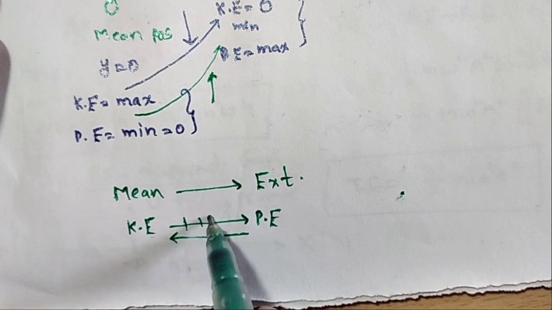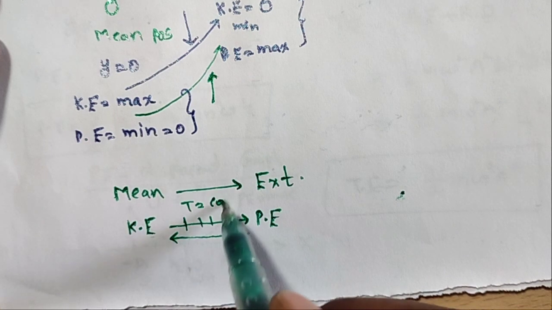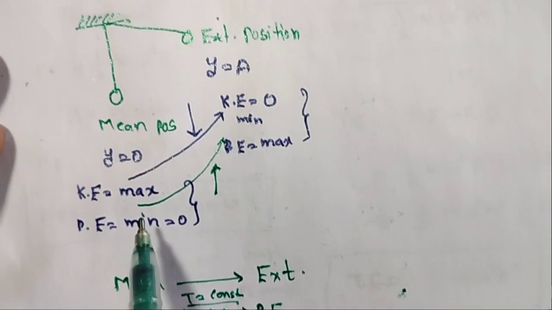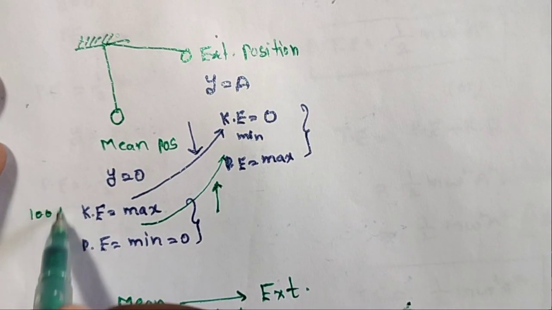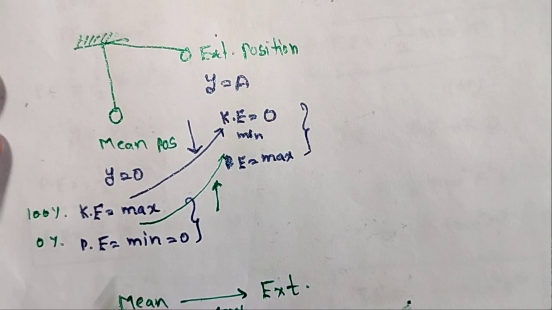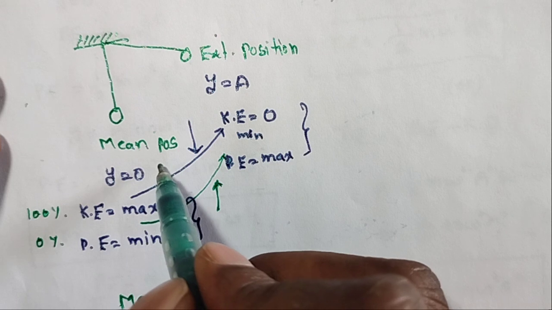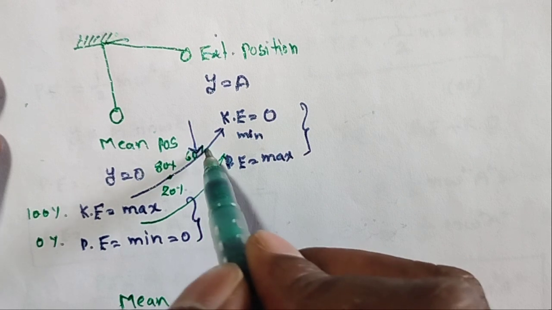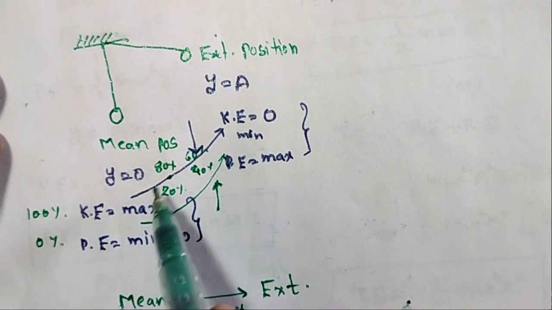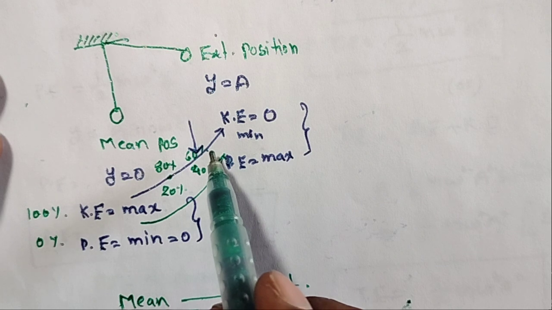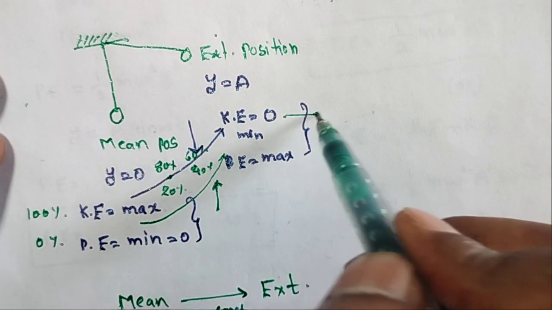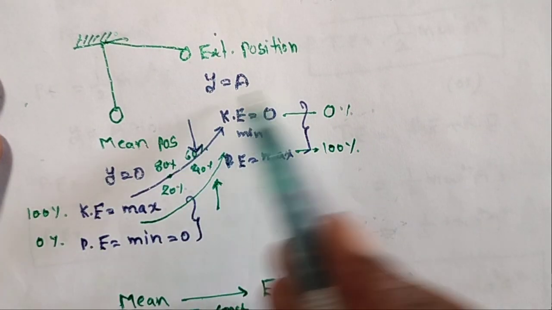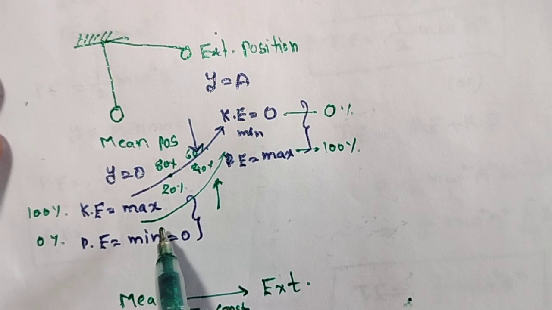At any point you take, the total energy is constant. Here it is 100% kinetic energy and 0% potential energy, and at a particular point the kinetic energy is 80% and the potential energy 20%, and then 60% kinetic energy and 40% potential energy. So always the total energy will be constant. In the end, the kinetic energy is 0% and the potential energy is 100%. But the total energy is always constant.